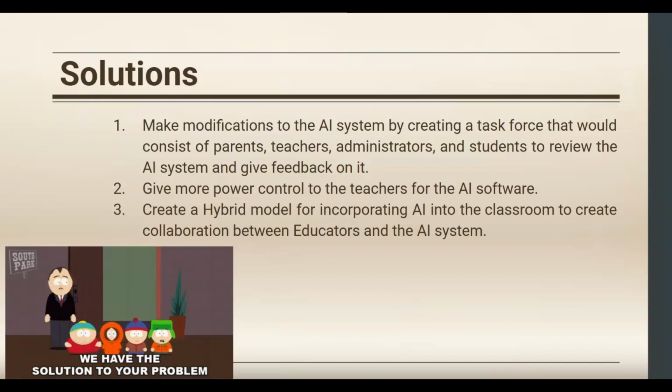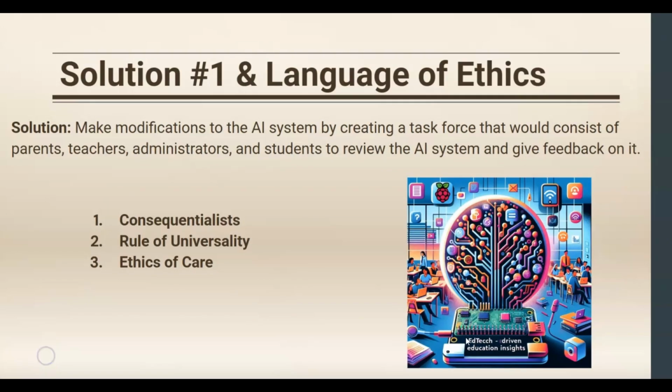So the first one is make modifications to the AI system by creating a task force that would consist of parents, teachers, administrators, and students to review the AI system and give feedback on it. The second one is give more power control to the teachers for the AI software. And three, create a hybrid model for incorporating AI into the classroom to create collaboration between educators (teachers) and the AI system.